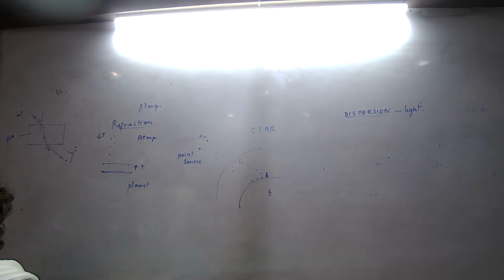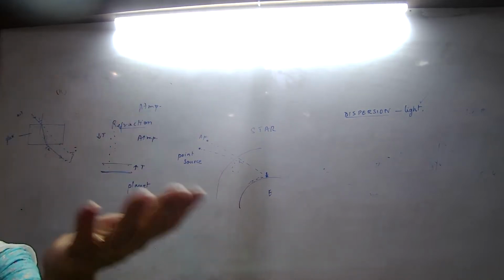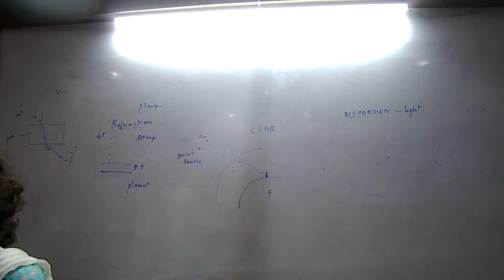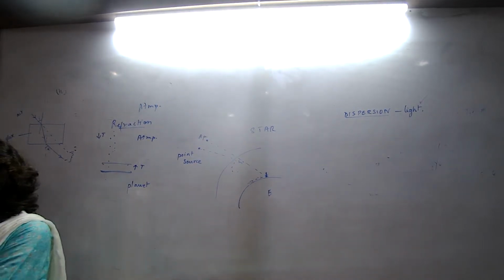Suppose you have fire here. What happens to the air above? It is much hotter as compared to the layers of air above. Because of the difference in temperature, this has become less dense and this has become more dense. So obviously light, when it is passing from a denser medium to a rarer medium or from a rarer medium to a denser medium, is undergoing refraction. Continue.